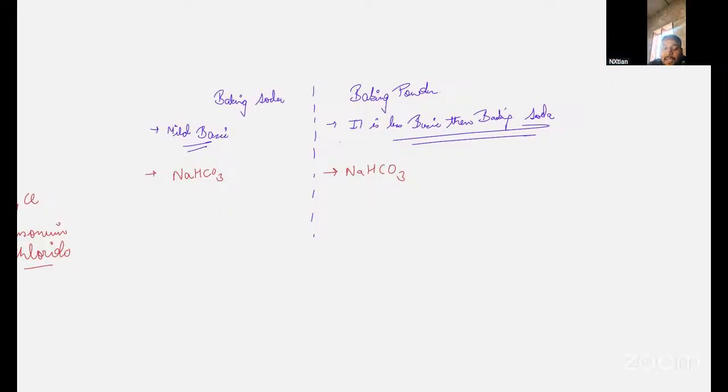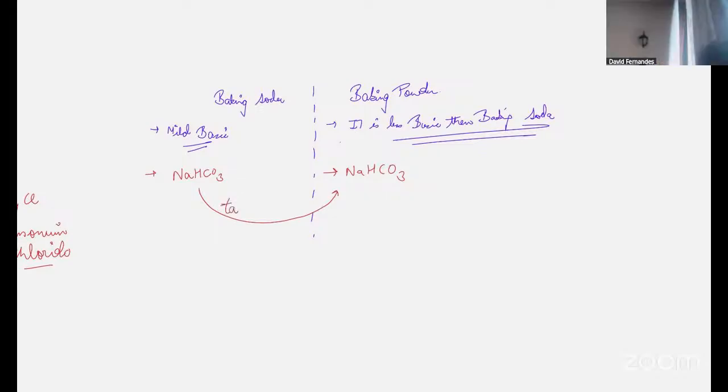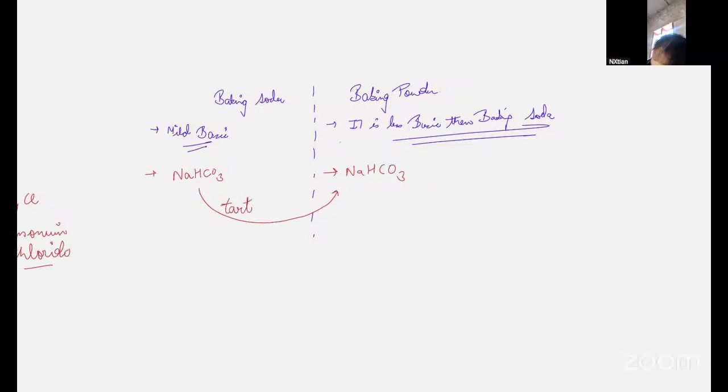So baking soda is mild basic, and I told you baking powder is less basic as compared to baking soda. Why? Because it has tartaric acid. Repeat after me: tartaric acid, which is very less acidic. Okay, when I add this tartaric acid into it, I will get baking powder.